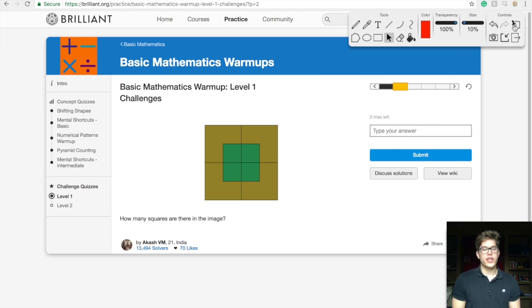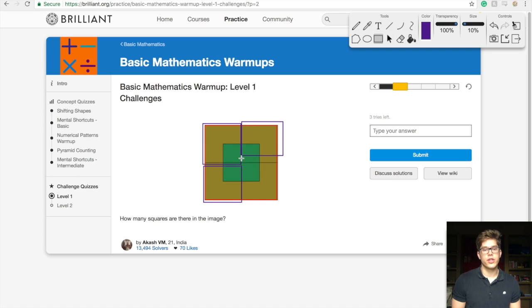How many squares are in this image? Oh, okay, well, we have our one main big square. We have these four smaller squares. Let me change colors whenever I outline these. We have these four squares. So we have one, two, three, four. So far we have five squares: our main big one, and then these four.